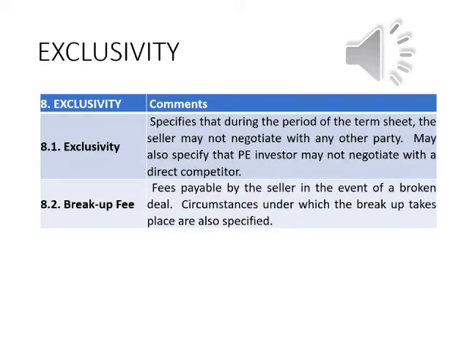Section 8. Exclusivity. 8.1. Exclusivity specifies that during the period of the term sheet, the seller may not negotiate with any other party. May also specify that the private equity investor may not negotiate with a direct competitor. 8.2. Breakup fee. Fees payable by the seller in the event of a broken deal. Circumstances under which the breakup takes place are also specified.